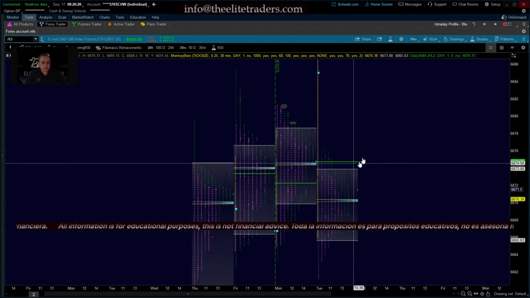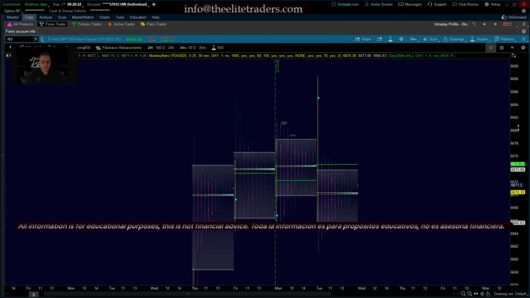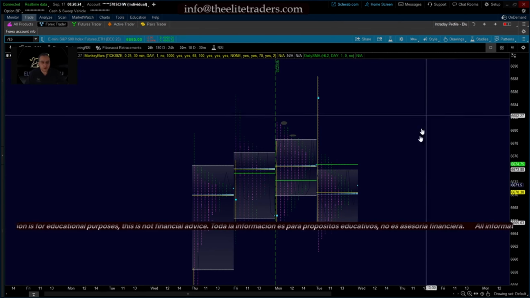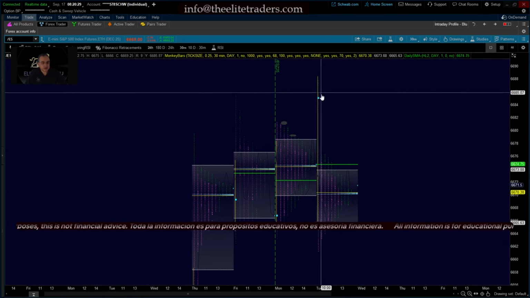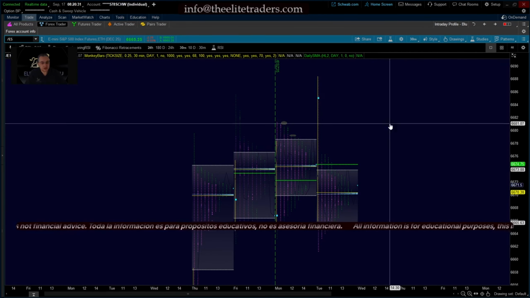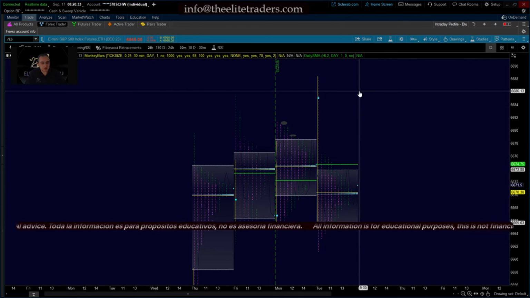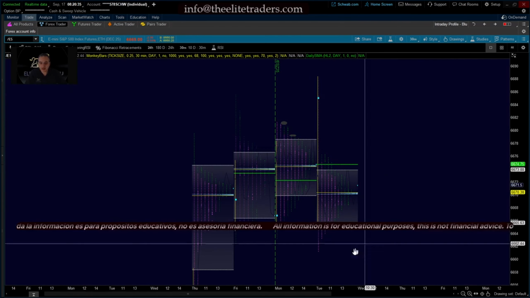So again, why do I feel that this was a lot of short covering? Basically because the shape of the profile tells me that this is a B-shape profile, so there's a lot of profit taking going on. And when we do this class, you will learn more about this.